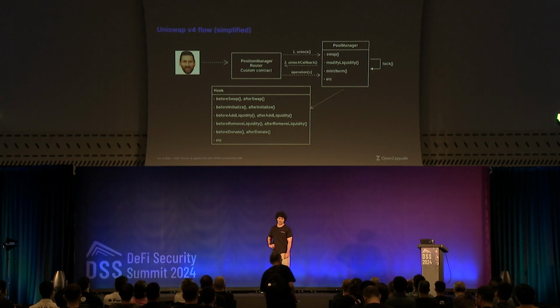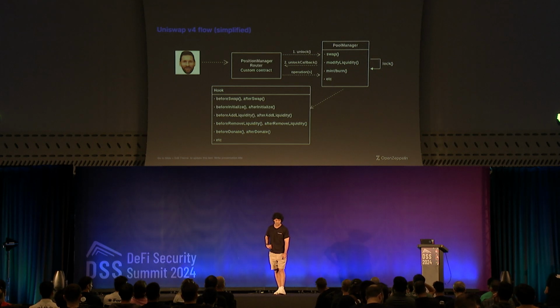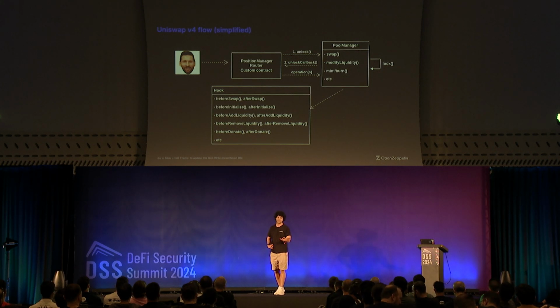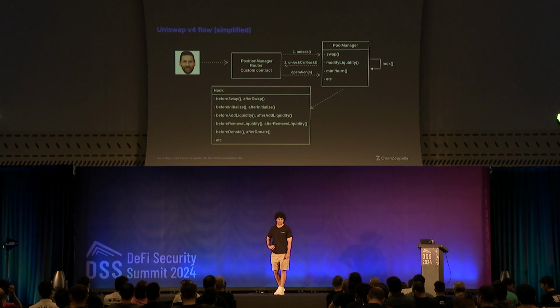What is a hook? A hook is a smart contract. This smart contract has defined in its interface many functions. A hook is basically, as we saw in ERC20s back in the day when we had the before transfer function, or after transfer function, code that you can run before and after an operation. In this case, we don't have transfer because it's not a token. We have swap, initialize, add liquidity, remove liquidity. So we have functions like before swap, after swap, before initialize, after initialize, all the ones that you can see here.